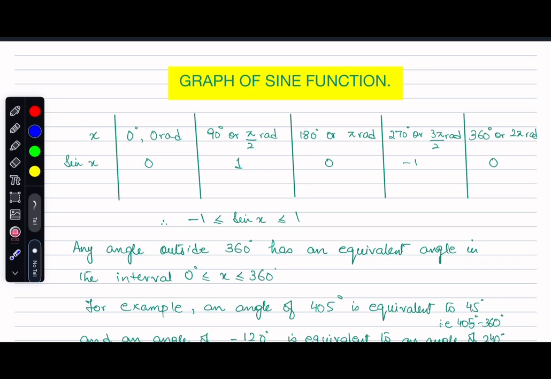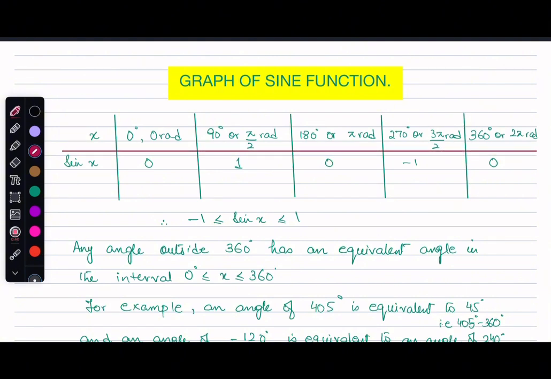For the graph of the sine function, we should know the axes values, which means I should be considering all the angles as 0 degrees or 0 radian, 90 degrees or pi by 2 radian, 180 degrees or pi radian, 270 degrees or 3 pi by 2 radian, 360 degrees or 2 pi radian here.